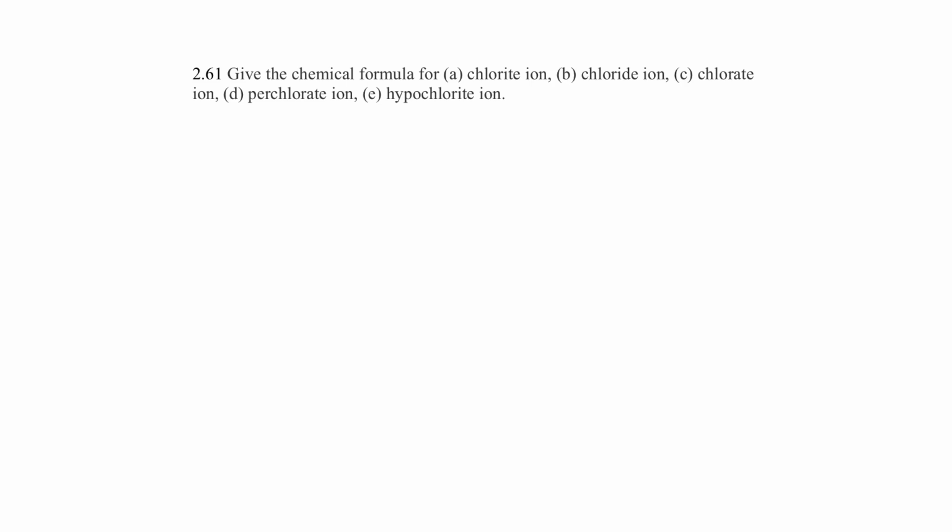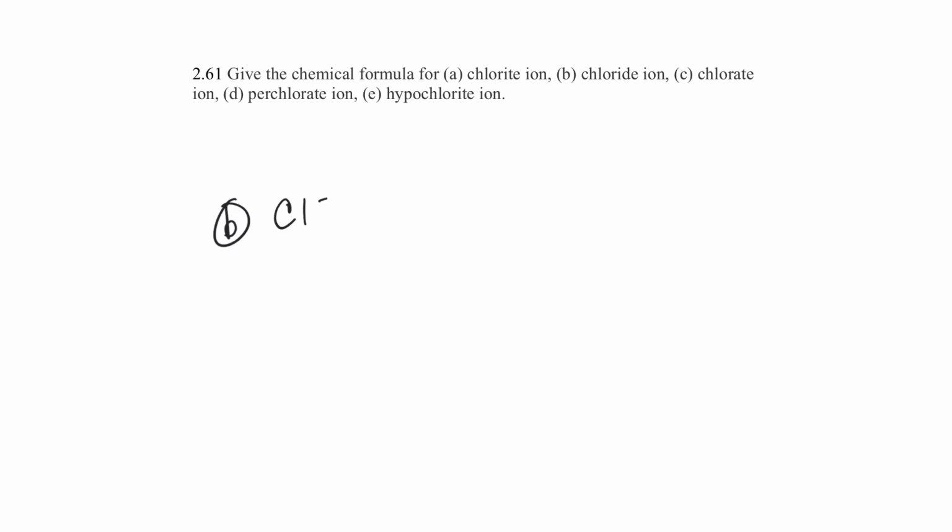If you just have chlor and ide, first of all, the ide ending just means that you've got one element and it's the negative anion. So chlorine turns to chloride. So B is going to be Cl, and it's just a -1. It's a group 7. So if it steals electrons in order to get a group 8 configuration, it only has 1 to steal, so it would be a -1.